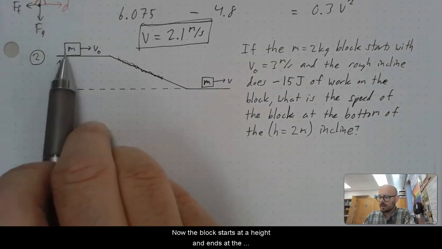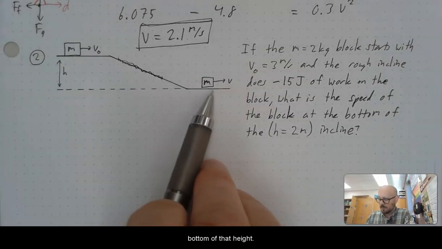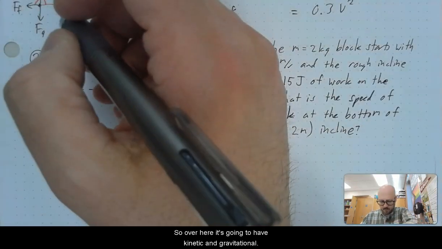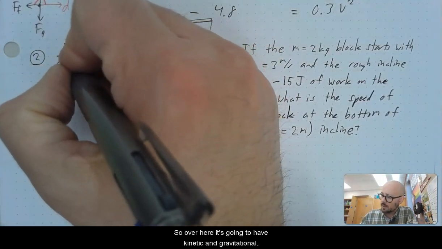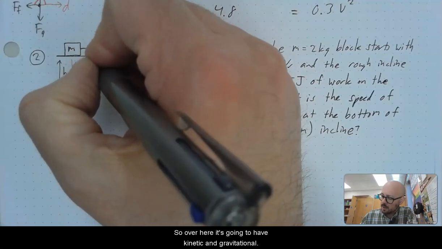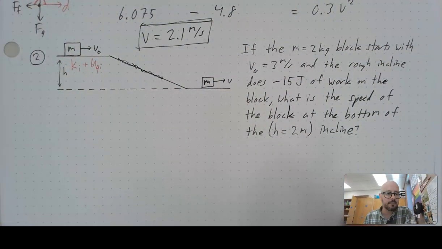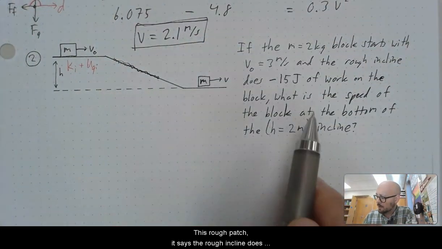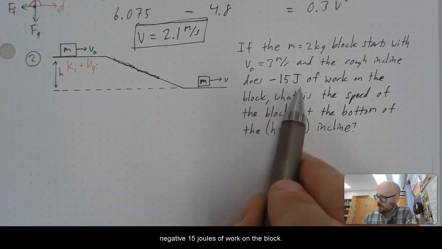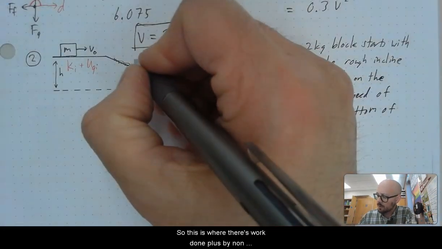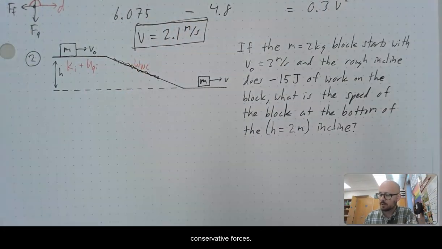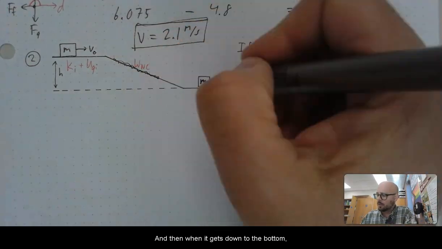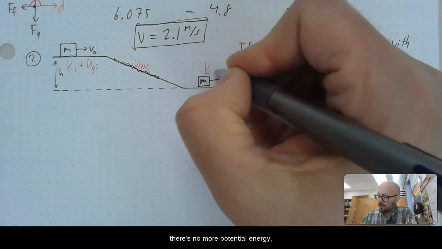Now the block starts at a height and ends at the bottom of that height. So over here, it's going to have kinetic and gravitational energy at the beginning. This rough patch, it says the rough incline does negative 15 joules of work on the block. So this is where there's work done by non-conservative forces. And then when it gets down to the bottom, there's no more potential energy.